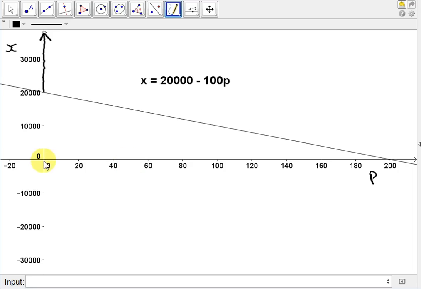P has to be between 0 and this value here. So P can be anywhere along here, but it cannot be greater than 200. If P is greater than 200, then X would be negative. X is the demand, and the demand can't be a negative number. The number of phones that people want has to be a positive number. It actually has to be a number between 0 and 20,000. So we forget about this up here.